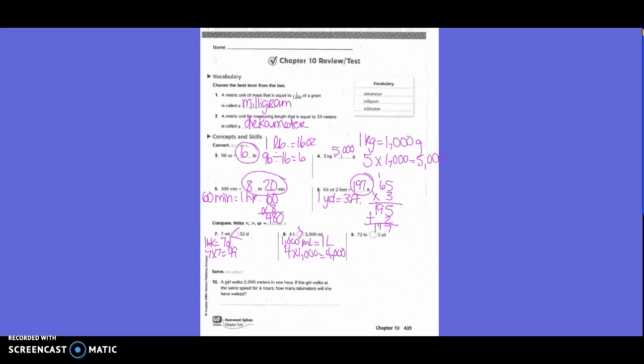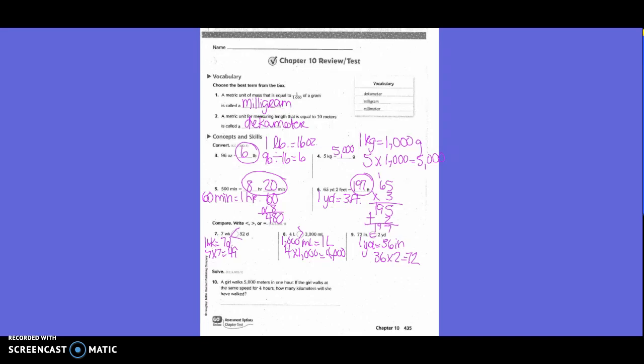Now don't forget, on these you also need to show your conversions in your work. 72 inches compared to 2 yards. I know that 1 yard equals 36 inches. So I'm going to take 36 times 2 and get 72. So 72 inches is equal to 2 yards.